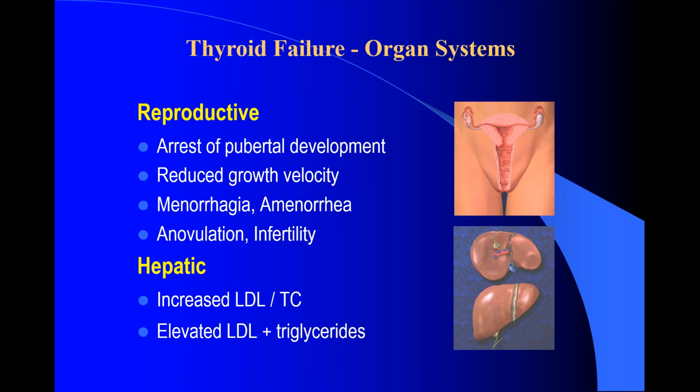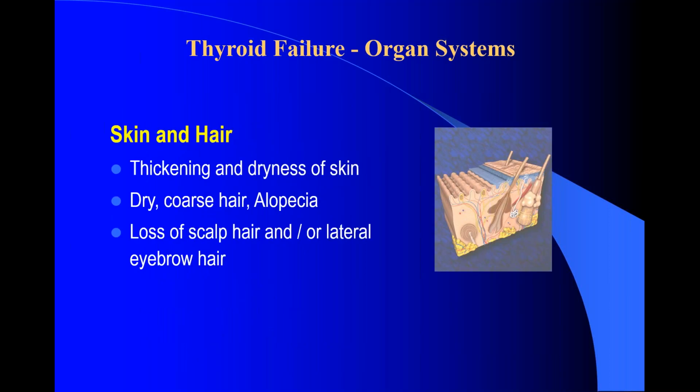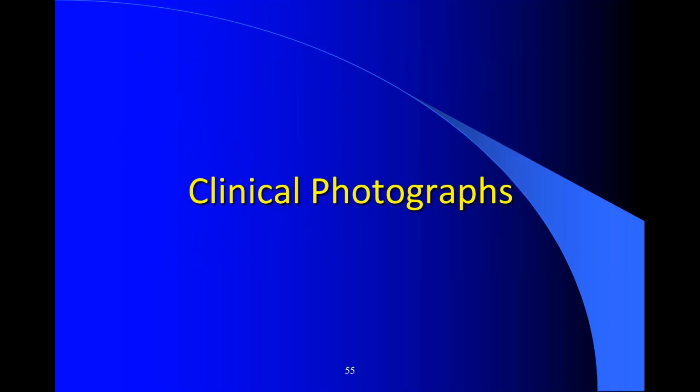And then from a metabolic point of view, there is an increased level of LDL and total cholesterol, individually or both elevated LDL and triglycerides as well. Then in skin and hair, there could be thickening and dryness of skin. The hair could be dry, coarse, and the patient can have alopecia. There could be loss of scalp hair and/or lateral eyebrow hair, as I've already described.